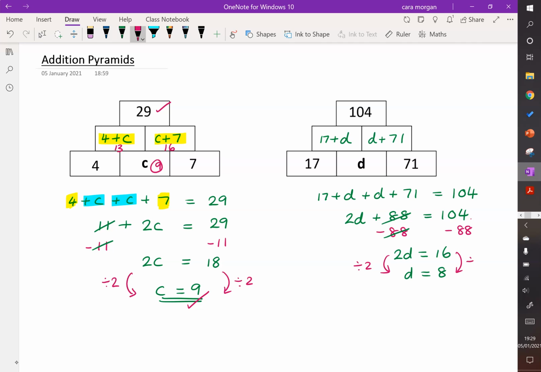I really find that having these arrows in and having my methods all set out like this really help me understand how to solve equations. I hope you enjoy it as much as I do.